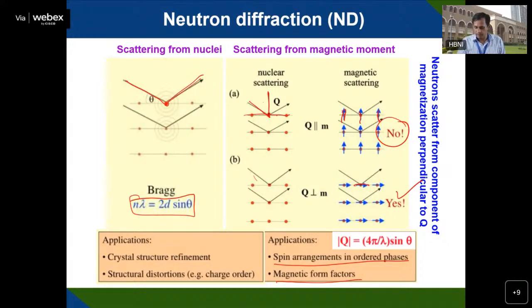And here all the interaction is mainly expressed in terms of Q. Q is the wave vector, where Q is 4 pi by lambda into sin theta. Earlier, the 2 theta diffraction Bragg's equation was used in XRD, but here the same thing is used, expressed in Q terminology.